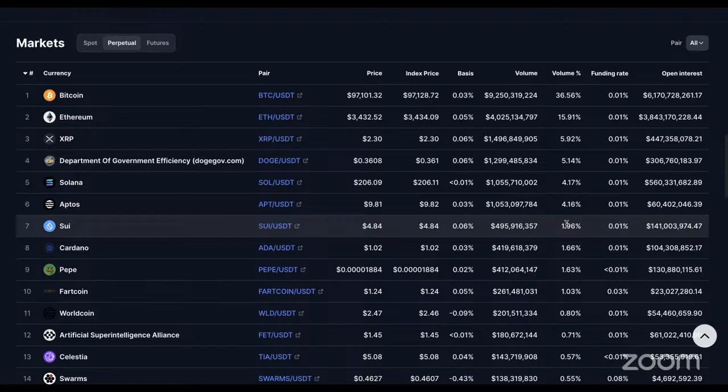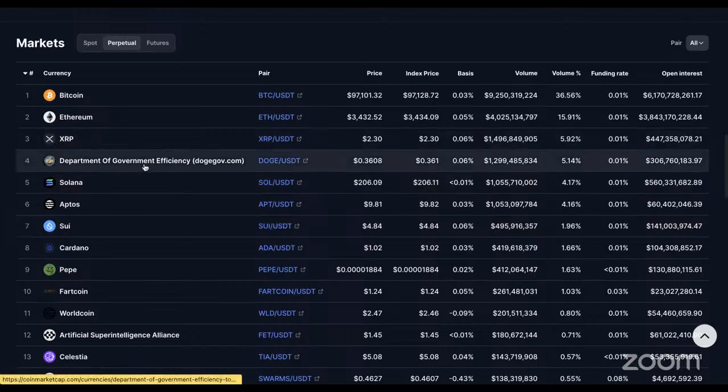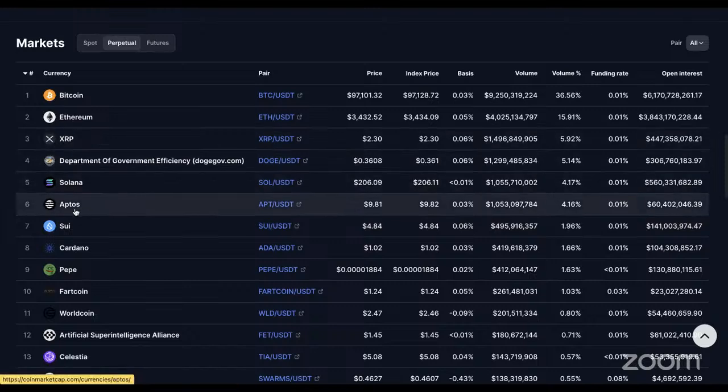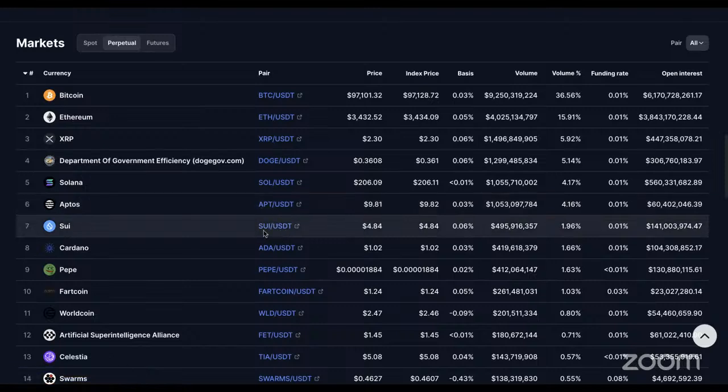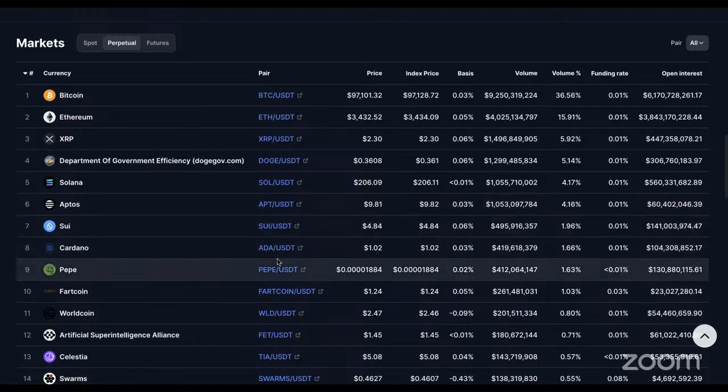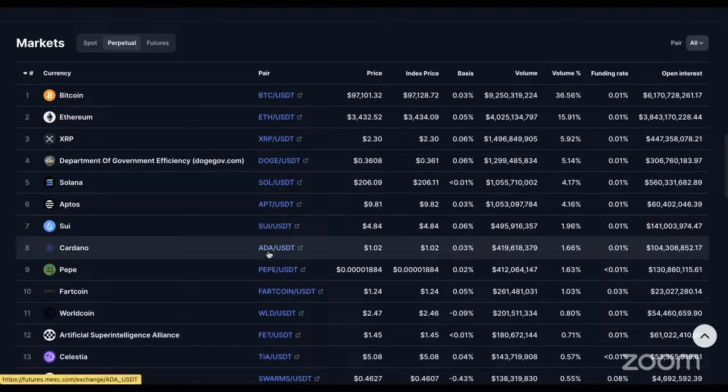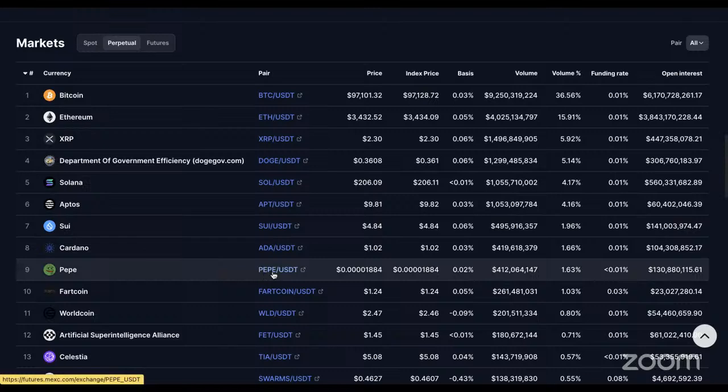If right now I want to analyze the first 5 pairs, I will analyze. Number 1 will be Dodge, write it down. Number 2 will be APTOS, so APTUSD, somebody write it down. Number 3 is SUI. Number 4 is Cardano, ADAUSDT. Then number 5 is Pepe, PEPEUSDT.